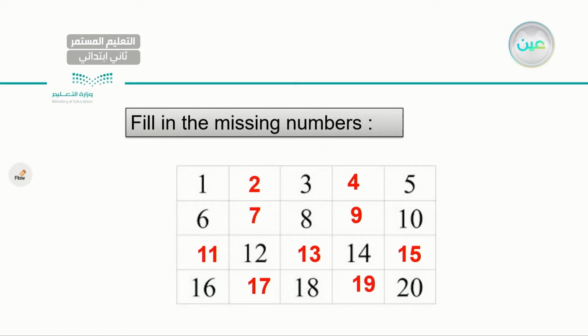And the last number is number 20. Let's go ahead and read the numbers one more time. 1, 2, 3, 4, 5, 6, 7, 8, 9, 10, 11, 12, 13, 14, 15, 16, 17, 18, 19, and 20. Very good. Let's go to the next exercise.